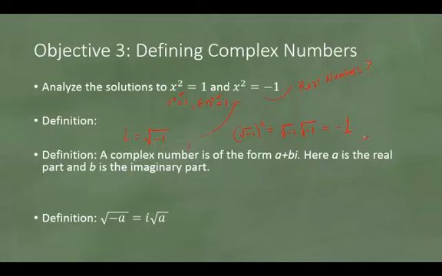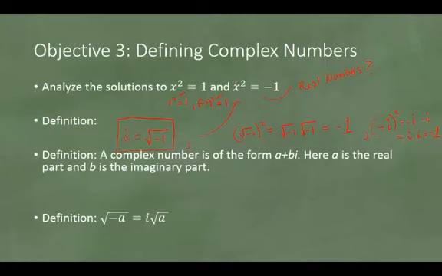Not only that, but negative I would work there too. Because negative I squared would be negative 1, negative I times negative I. The negatives cancel, and we're just left with I times I, or the square root of negative 1 times the square root of negative 1, which is equal to negative 1 again. So I is equal to the square root of negative 1 is a solution.